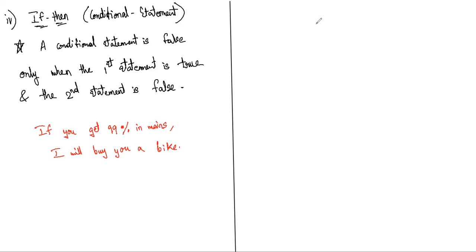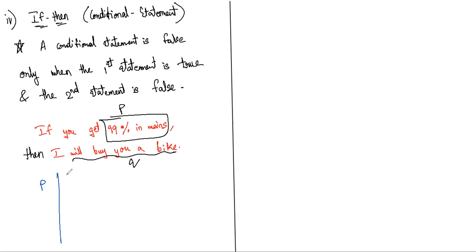Okay, so now there are two statements here. What are the two statements? Statement P is getting 99 percentile in mains, and statement Q is I will buy you a bike. Then there will also be a then here. So this is your P, this is your Q. Okay, so this is new to all of you. How does this work? Let us see the different possibilities. What can happen? P, Q. Okay, I'm not writing true or false also, so that you understand very nicely.